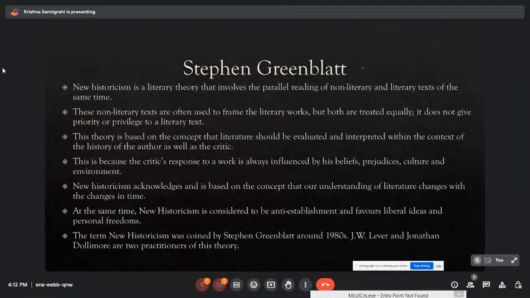Now we come to Stephen Greenblatt. So new historicism is a literary theory that involves the parallel reading of non-literary and literary texts of the same time. Both non-literary and literary at the same time. The non-literary texts are often used to frame the literary works, but both are treated equally. It does not give priority or privilege to what? To the literary text. This theory is based on the concept that literature should be evaluated and interpreted within the context of the history of the author as well as the critic. So they are giving importance to the history of the author and the critic.